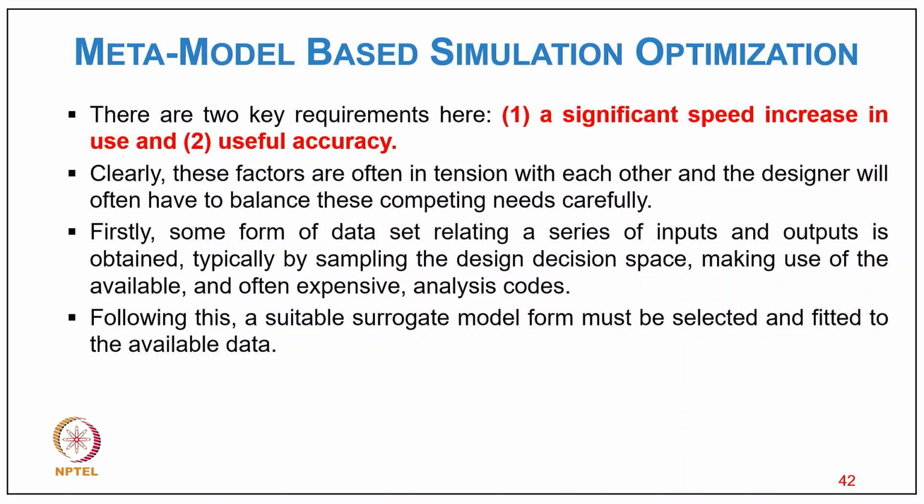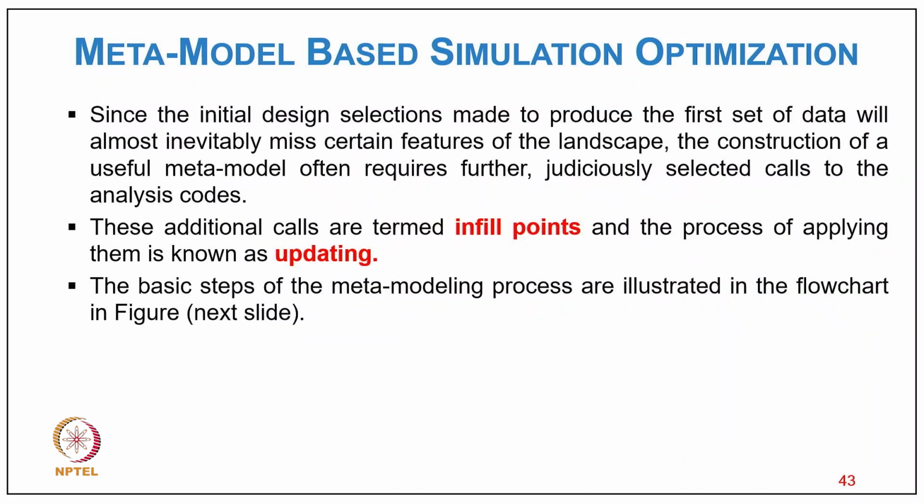Clearly these factors are often in tension with each other, and the designer will often have to balance these competing needs carefully. First, some form of data set relating to a series of inputs and outputs is obtained, typically by sampling the design decision space, making use of the available and often expensive analysis code, and following this a suitable surrogate model must be selected and fitted to the available data.